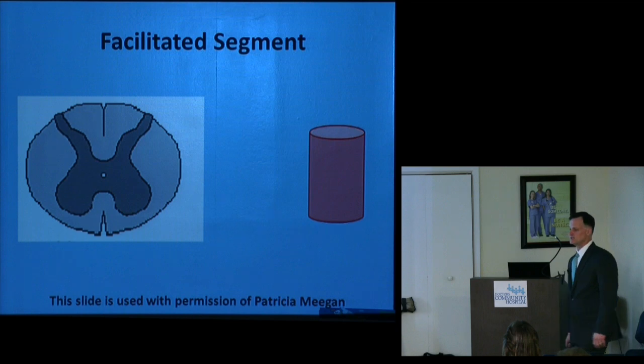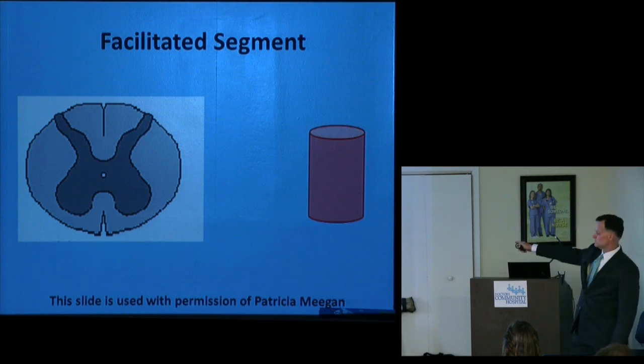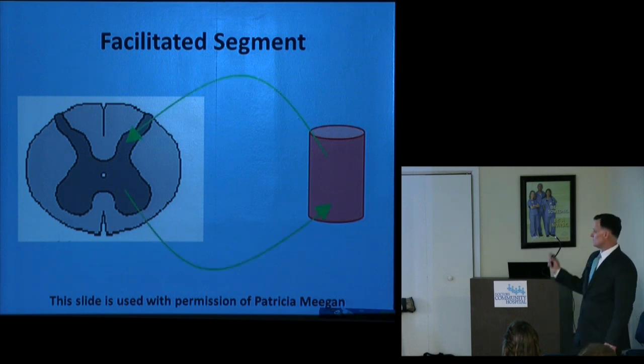This is a facilitated segment. This is what happens. The thing on the right is your muscle. The thing on the left is your spinal cord. Your muscle sends a signal into your spine when it's working. It sends a signal back out. The one going in we call afferent. The one coming out we call efferent.